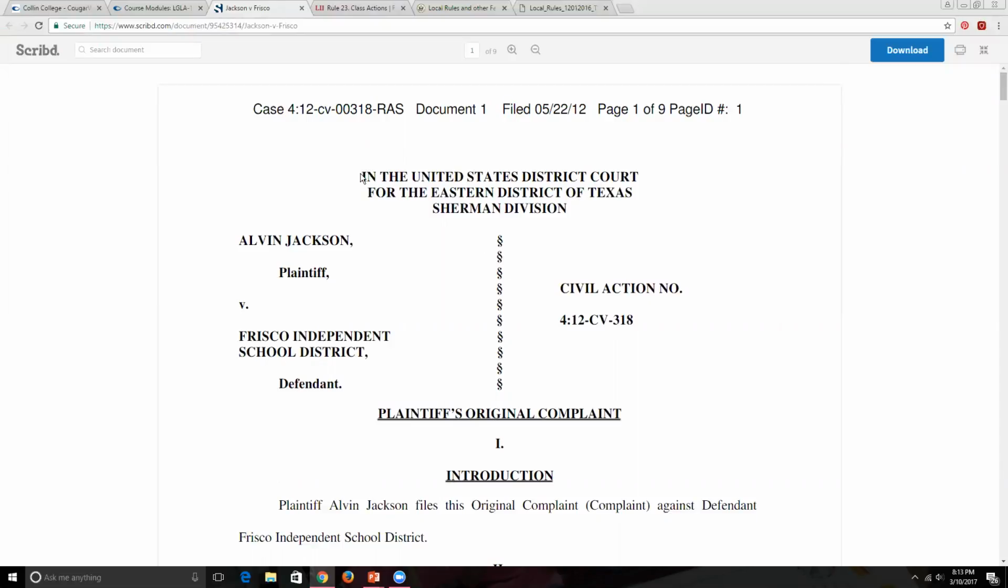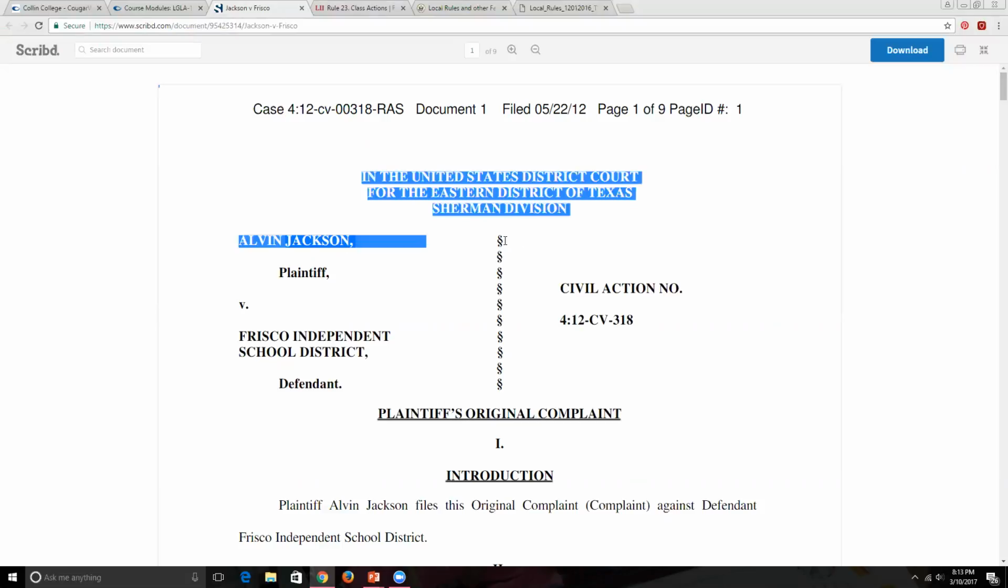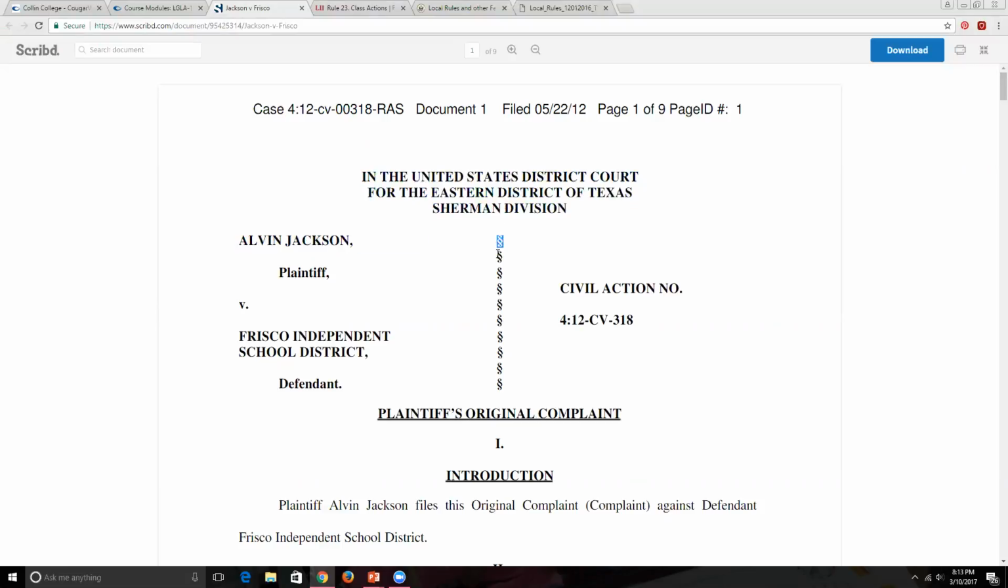You can see that this is filed. I'm going to flag this one. Here is our court, the U.S. District Court for the Eastern District of Texas, Sherman Division. So this is our court. We can see it has the section symbols here. You can see they're nicely lined up, nicely spaced, so this is a well-presented document.